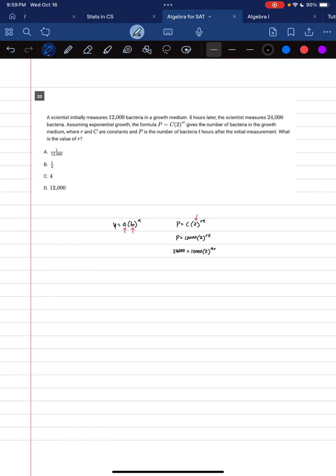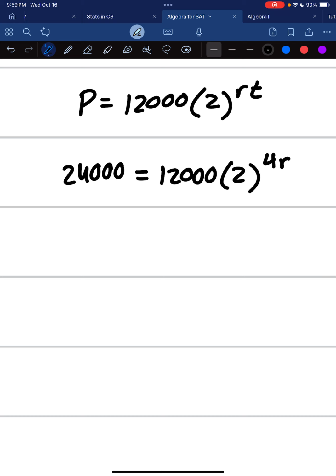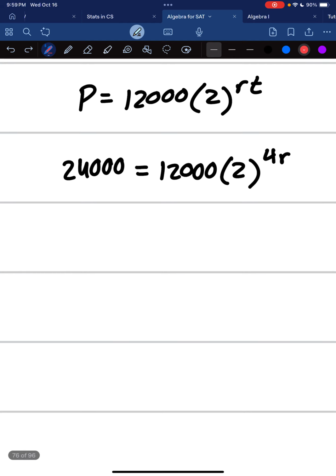We don't know what R is. That's what they want us to solve for. So we can see that we have 24,000 is equal to 12,000 times 2 to the power of 4R. So think about what exponent this would need to be for this equation to be true. 12,000 times 2 to the power of what?